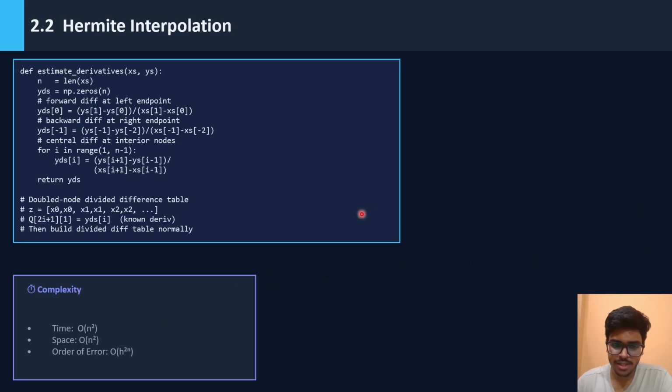Hermite interpolation. It uses both function values and derivative values. In the code, derivatives at endpoints are calculated using forward and backward difference formulas. For interior points, central difference is used, then repeated nodes and divided difference are used to build the Hermite table. The time complexity is O(n) square and the space complexity is also O(n) square because the table is stored in memory.